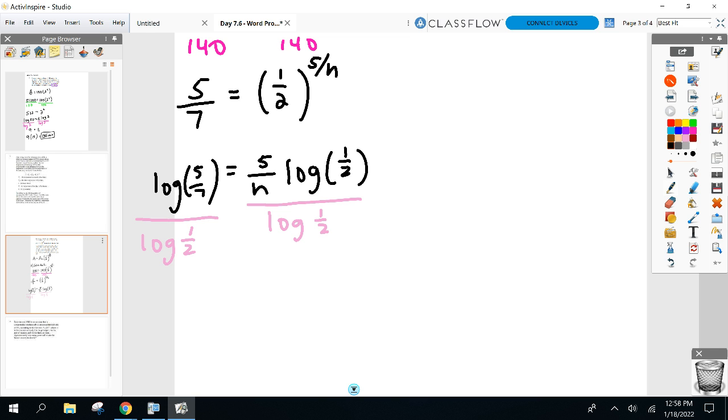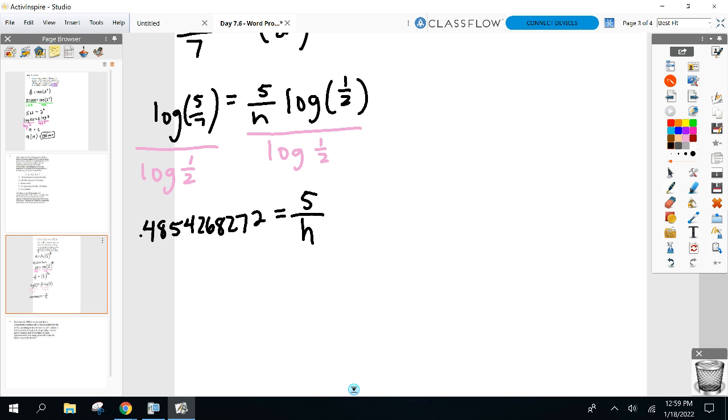All right, so what do I have here? I got 0.485426872 equal to 5 over h. Now, what do you do now? Multiply by 5? 1/5? Whoa, you multiply by 5. Those 5s aren't canceling out. Both are on top.